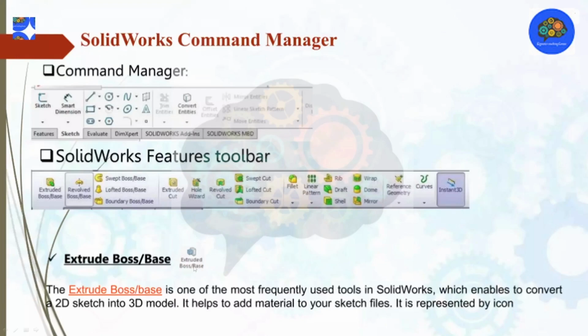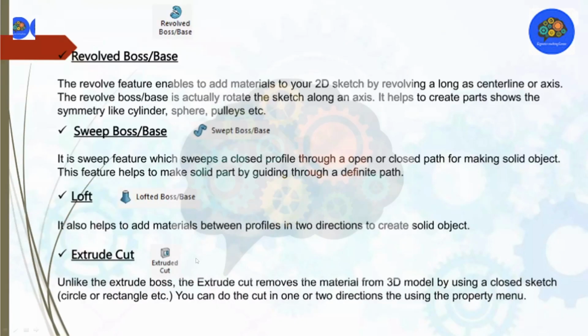Okay, in the extrude boss base, this is one of the most frequently used SolidWorks tools, which enables converting the 2D sketch into 3D models. It helps to add material to your sketch files. It is represented by this type of icon. And then we have the revolved boss base, that is, instead of creating it by the extrude option, we are converting the 2D object into a 3D object by using the revolve option.